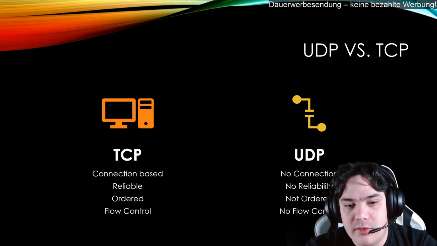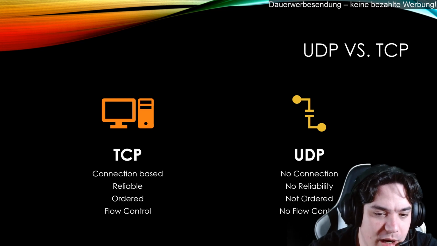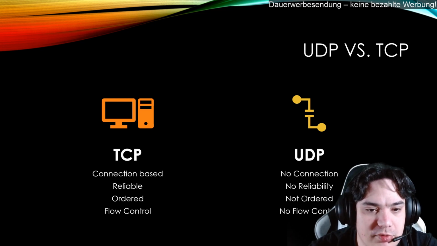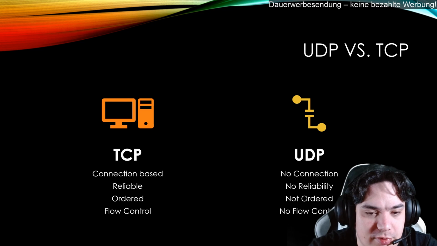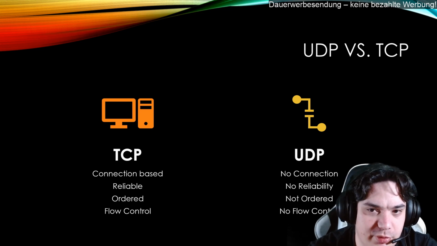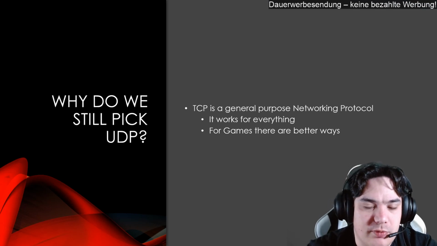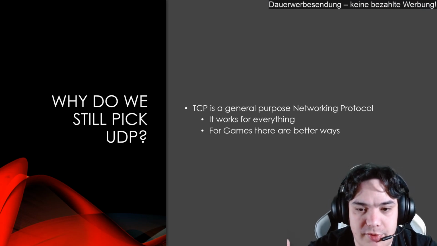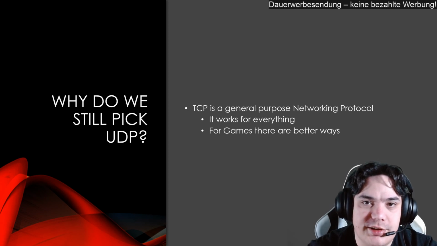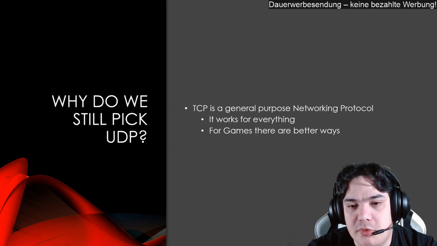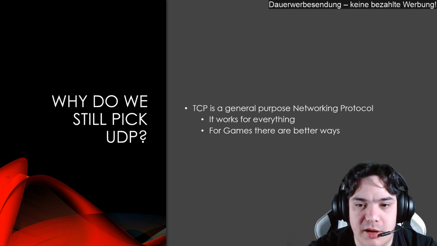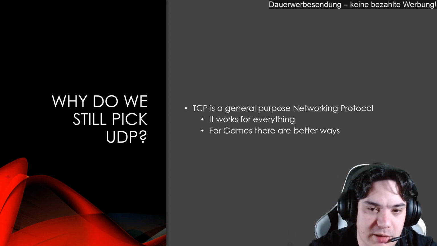So the question that will come up is, why do we use UDP when TCP is so superior out of the box? The problem is that TCP is a general purpose networking protocol which is reliable, safe, and good to use. But in games, often data is very time-based. For example, a player position will change multiple times within a second for the game.